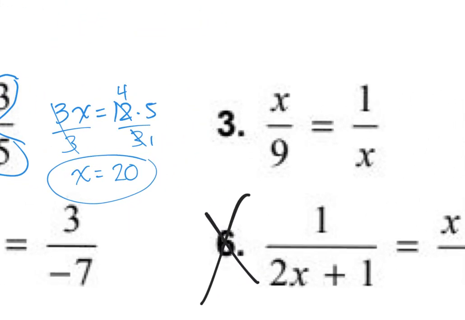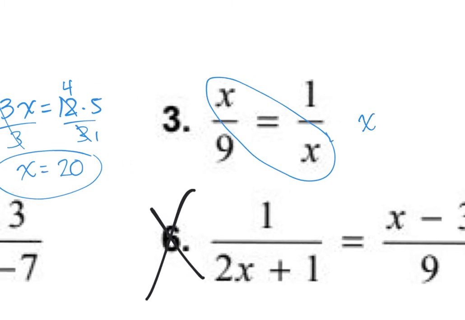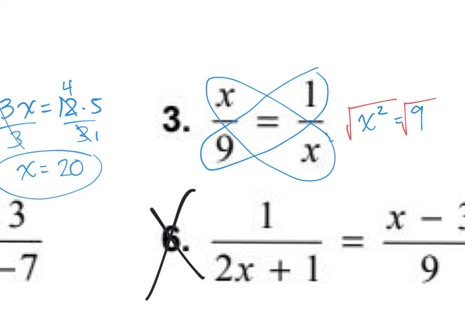All right, let's do this one. So x times x, it's not 2x. It's x squared. And then 1 times 9. This is just rigged. 9. How do I solve for x? Square root. So we're going to get x equals 3.